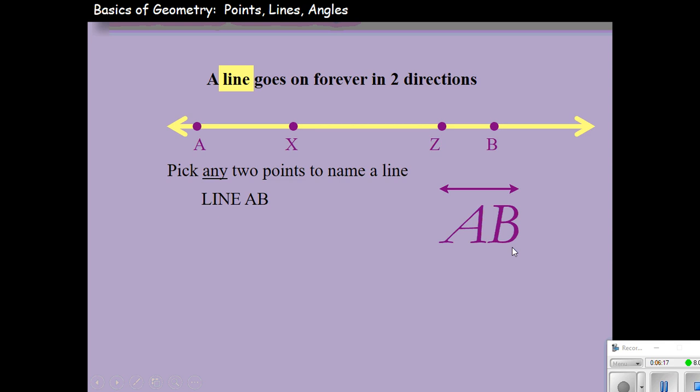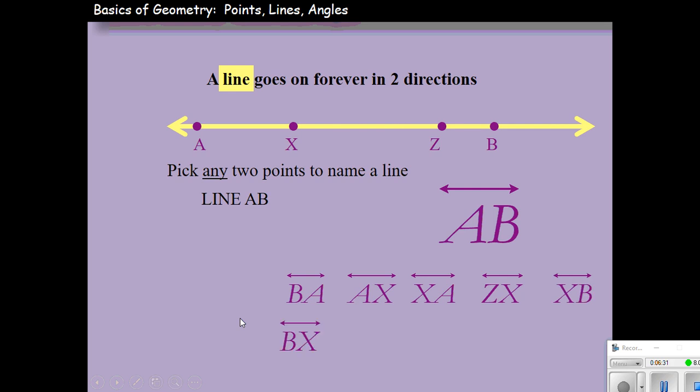Okay, but line AB, this is not the only name for this line. As it says, you can pick any 2 points to name the line. You could call this line, line BA. See, order doesn't matter. Or line AX, or line XA, or line ZX, or over and over. There's lots of them. All of these are correct names. It's really hard to name a line wrong.